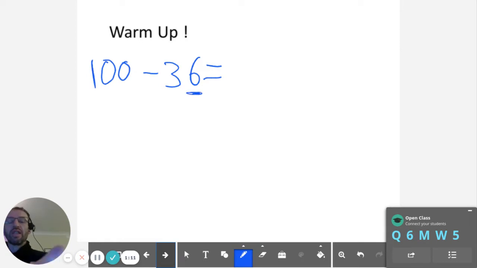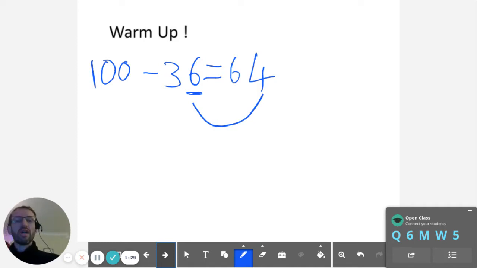So the units, the 6 and something needs to add up to 10. So 6 and 4 makes 10. So the units are going to be 4. And the 10s need to add up to 9. 3 and something makes 9. It's 6. So we've got 36 and 64 is a bond to 100.